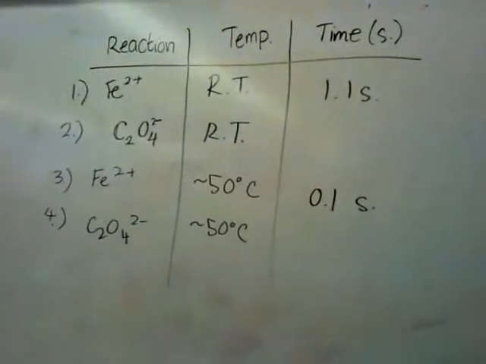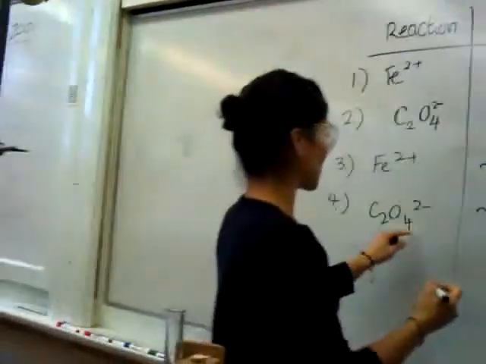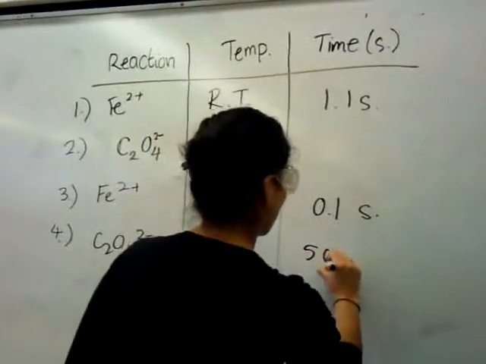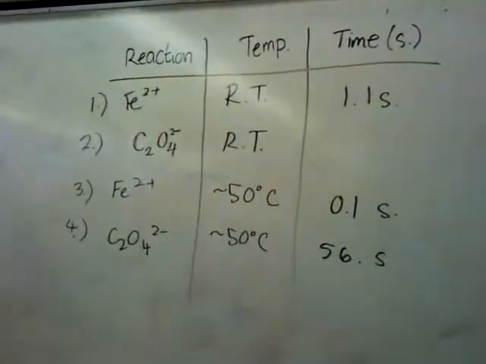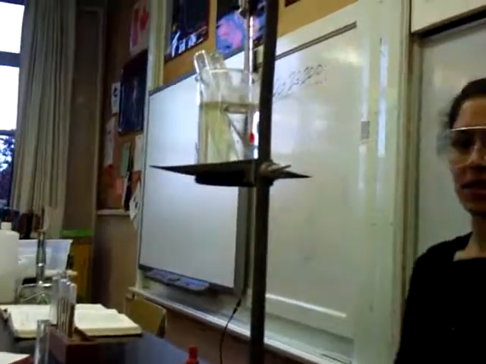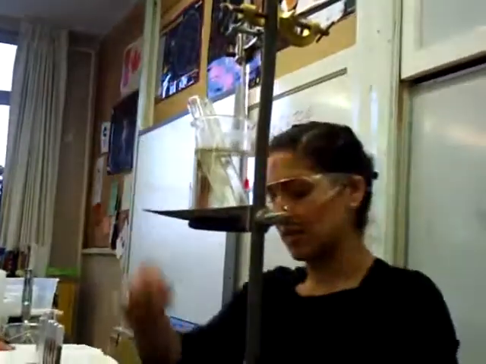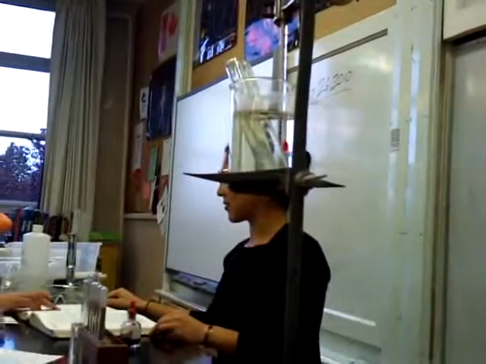Mine was 56 seconds. Oh wow, it's already done. That's excellent. So the oxalate is at 15. That's okay. It is your last, so I'm sorry. It's going to take a while. This one's still going. It's still really bright purple. This one's a room temperature oxalate. Wow, that was very quick. That's excellent. So, that's the effect of temperature.